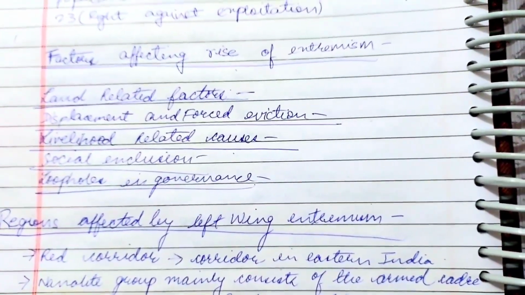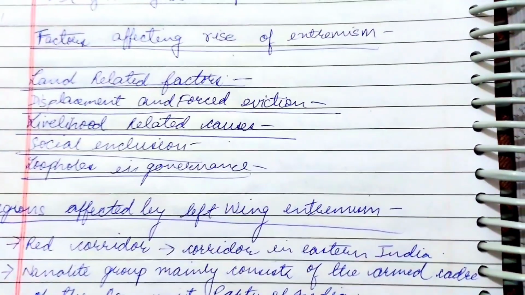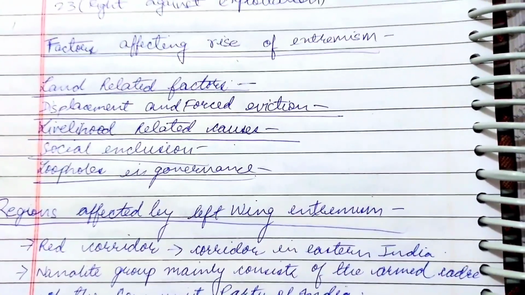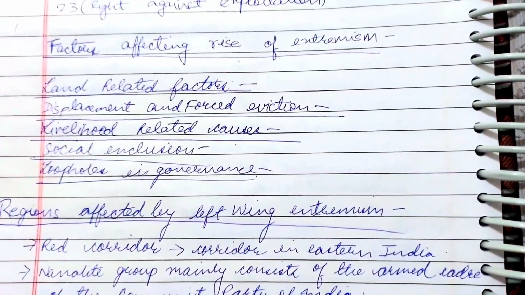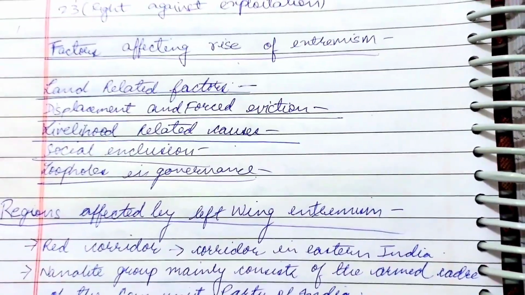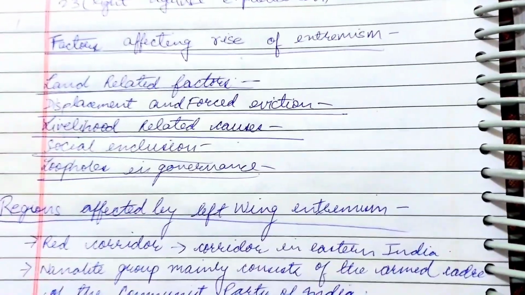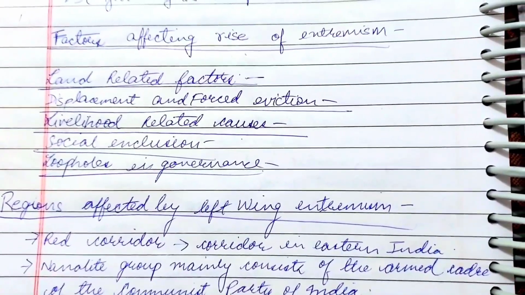Then displacement and forced evictions, as I already told you: eviction from land traditionally used by tribals, displacement caused by irrigation and power projects without adequate arrangements for rehabilitation, and large scale land acquisition for public purposes without appropriate compensation or rehabilitation. So these are the displacement and forced eviction related factors.